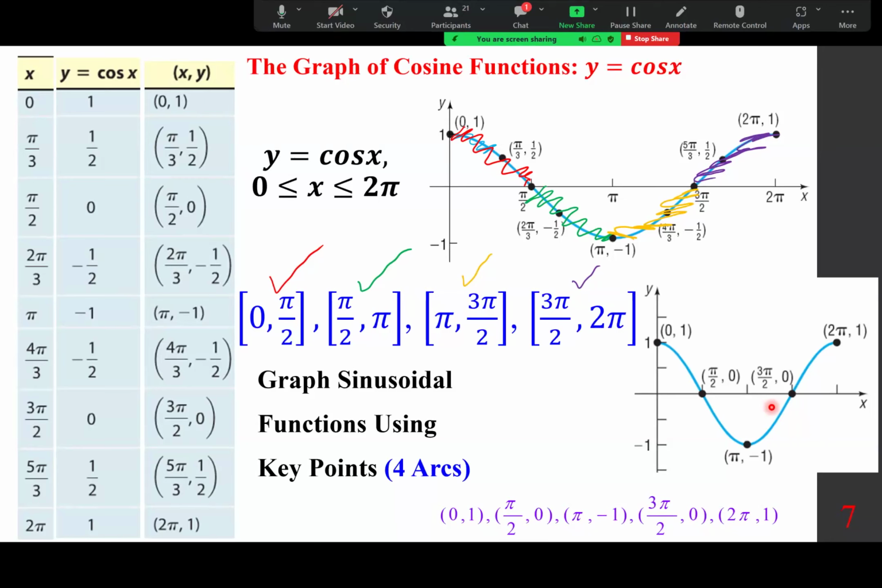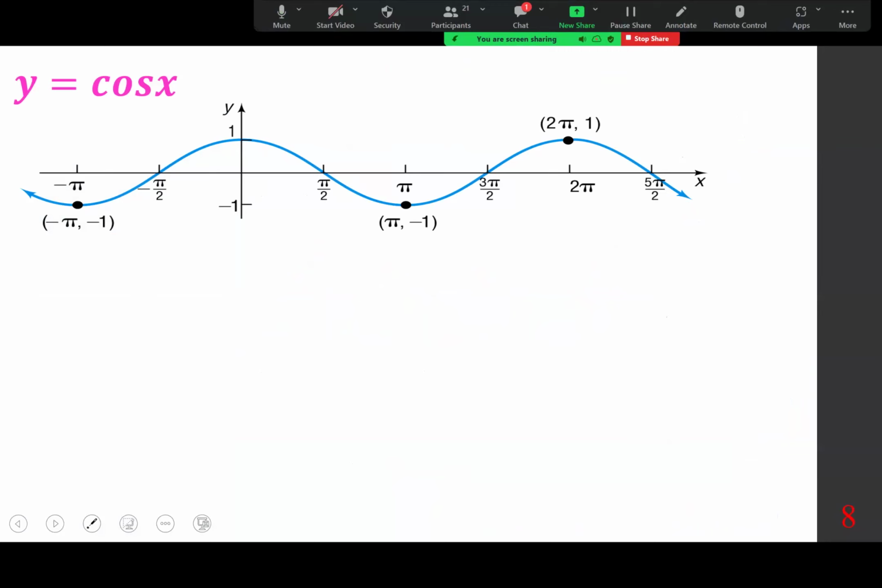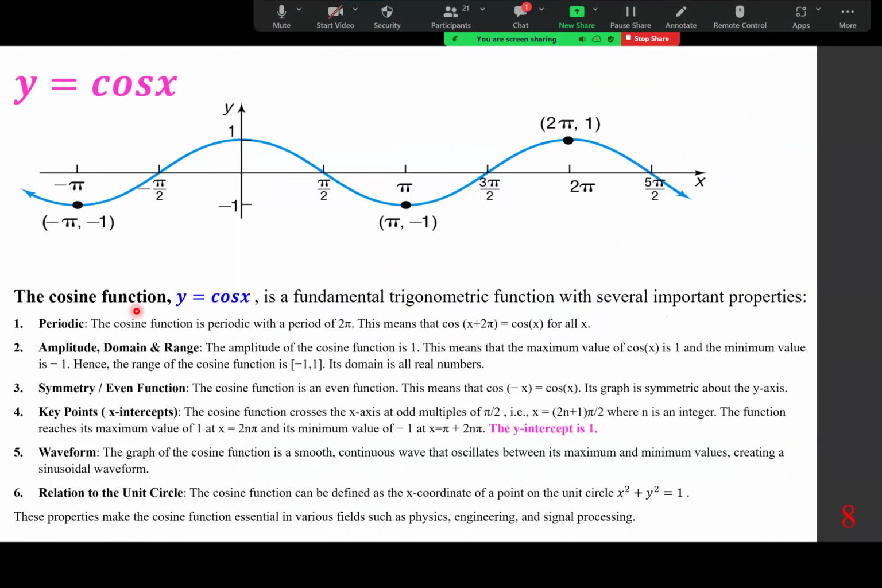All right, let's discuss the cosine functions in detail. Y equals cosine x. Again, this is a complete cycle and it continues indefinitely on both sides. The cosine function y equals cosine x is a fundamental trigonometry function with several important properties.